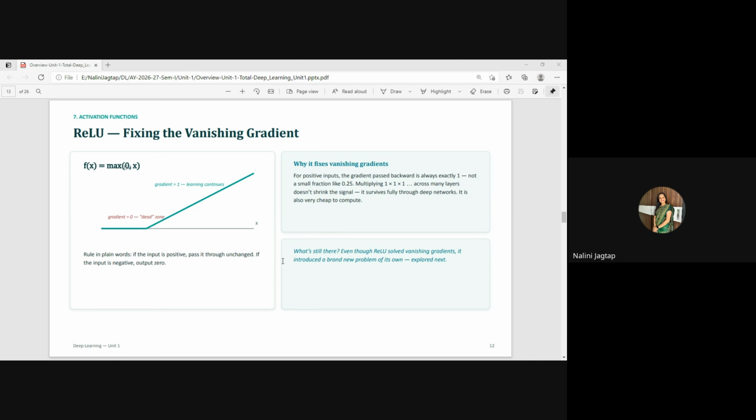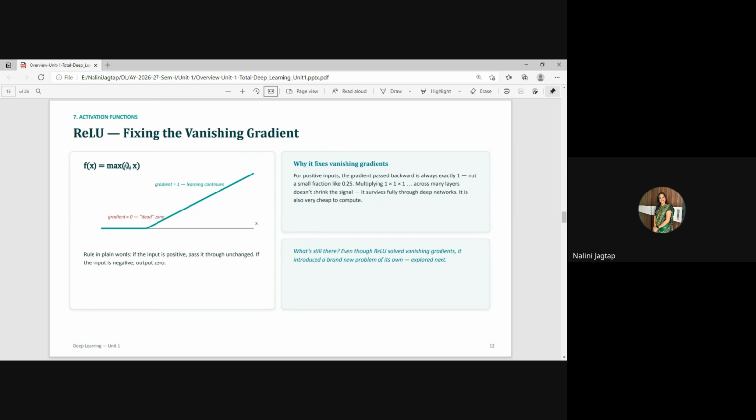The error signal survives its entire backward journey fully intact, no matter how many layers it must pass through. As a welcome bonus, this rule is also extremely cheap to compute, since it involves nothing more sophisticated than comparing a number to zero. This is a large part of why ReLU became, almost overnight, a very popular and the default choice for deep training networks.